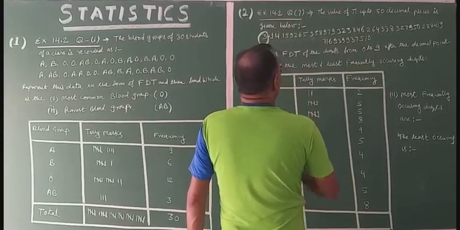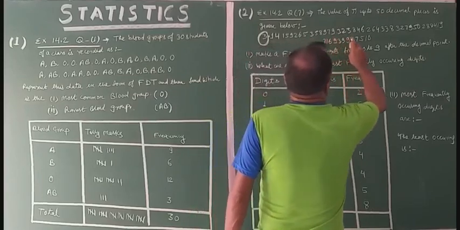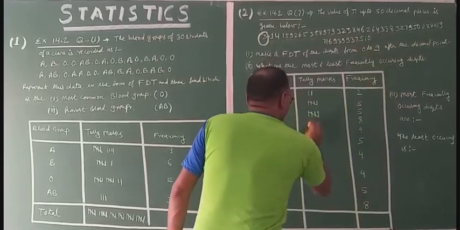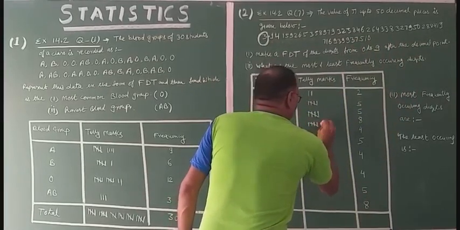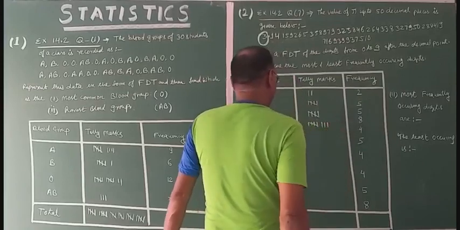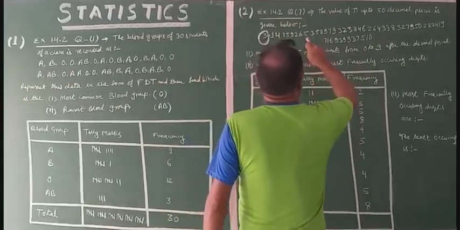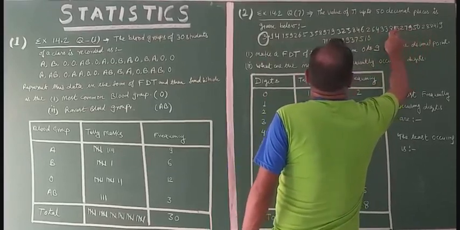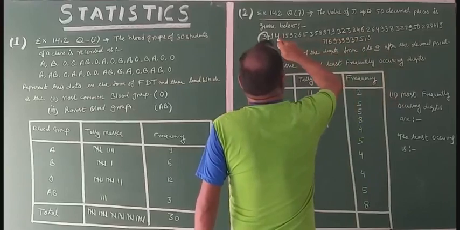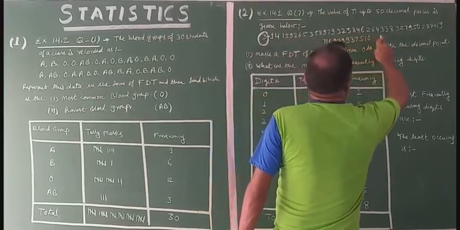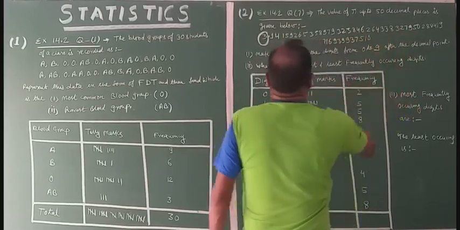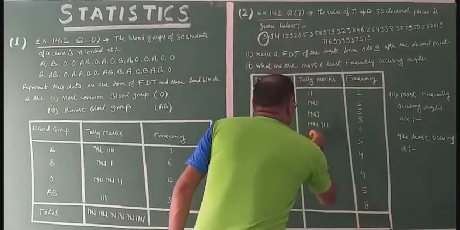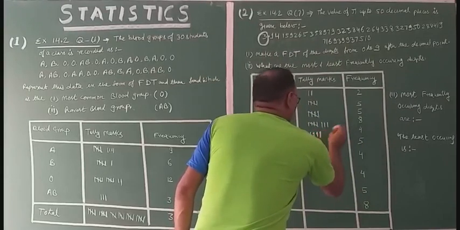Now 3 is there. 1, 2, 3, 4, 5, 6, 7, 8 times. Again 4 is there. How many times? 1, 2, 3. Again count: 1, 2, 3, 4. 4 is 4 times. 1, 2, 3, 4. Is it okay?